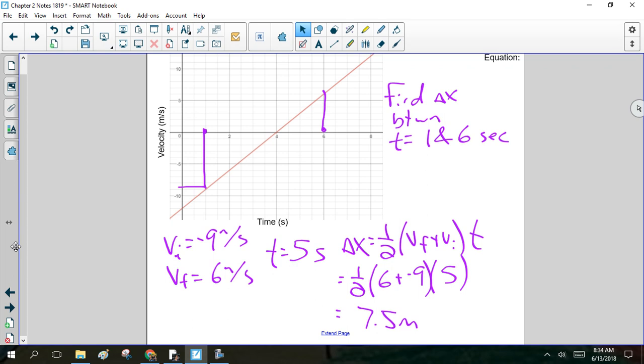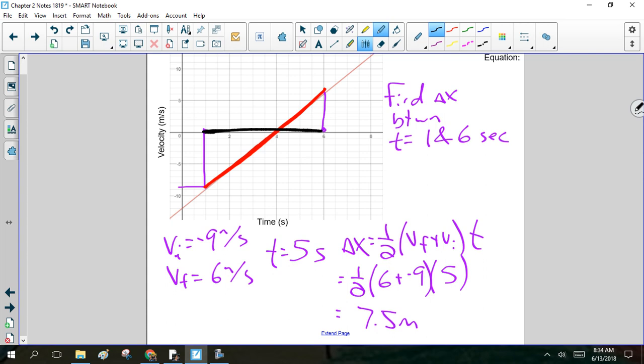So there you go. The other way you could do it, if you wanted to be a little bit more calculus-y, is remember that displacement represents the area under the curve. Now, when we say area under the curve, here's what we're talking about. So here's our curve. It's technically not always under the curve. It's technically the area between the curve and the horizontal axis.